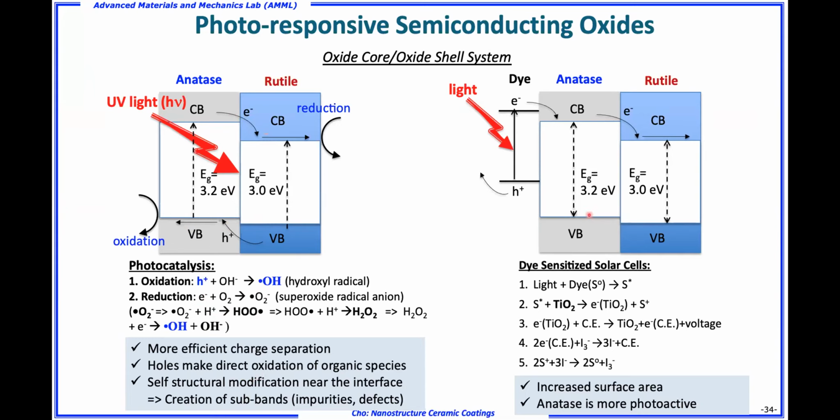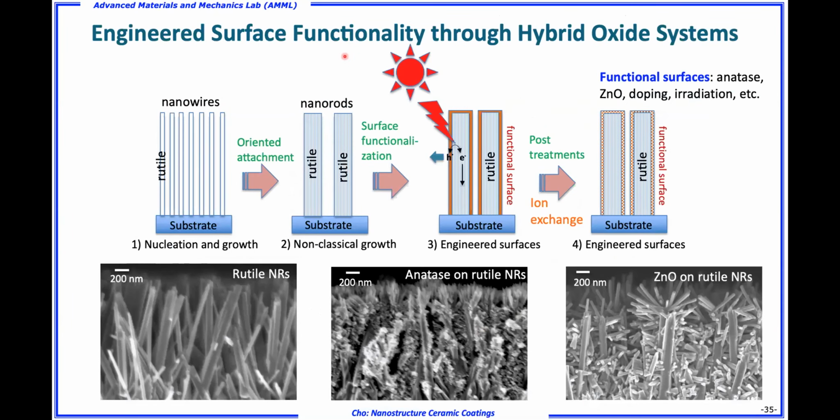This kind of hybrid structure can also be used in the dye sensitized solar cell. Using the dye, electron hole pairs are generated and the separation can be more effective through this hybrid structure. In addition, by having this anatase surface, it can also increase the surface area. And anatase is known to be more photoactive compared to rutile, as shown in our previous example as well. So we try to get this surface functionality through the hybrid oxide system.